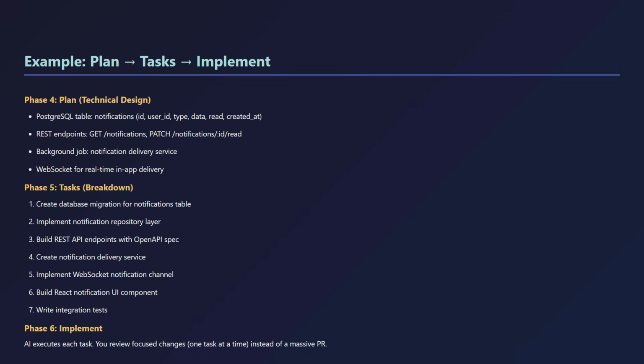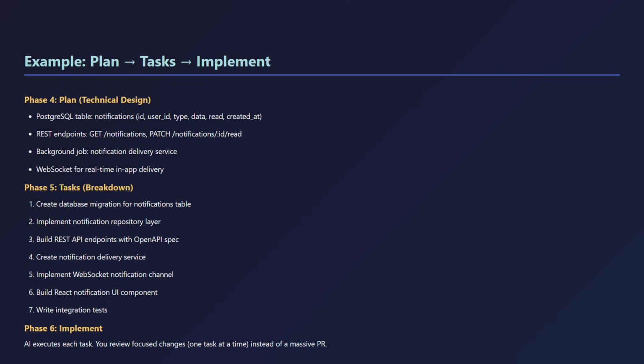In phase 5, tasks, we break this down into specific actionable work. Create database migration, implement repository layer, build REST API endpoints with OpenAPI spec, create notification delivery service, implement WebSocket notification channel, build React UI component, write integration tests. In phase 6, implement, AI executes each task.